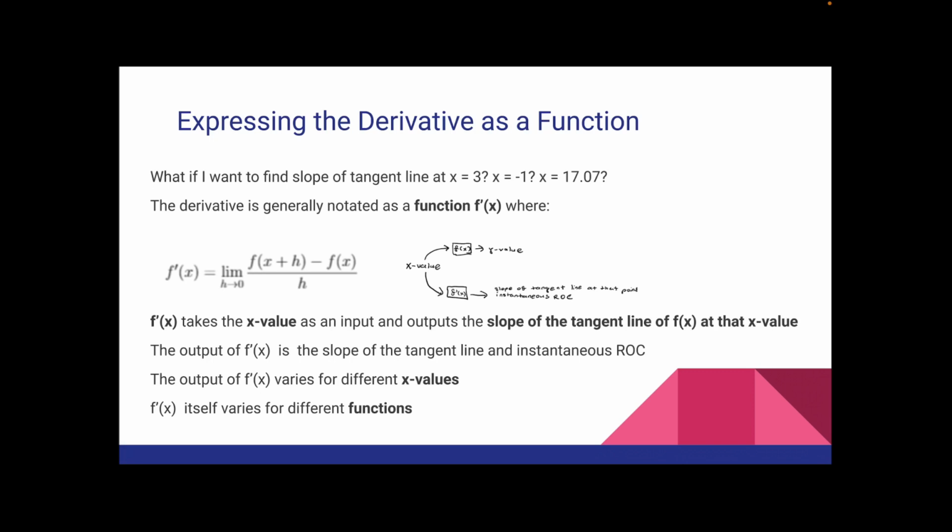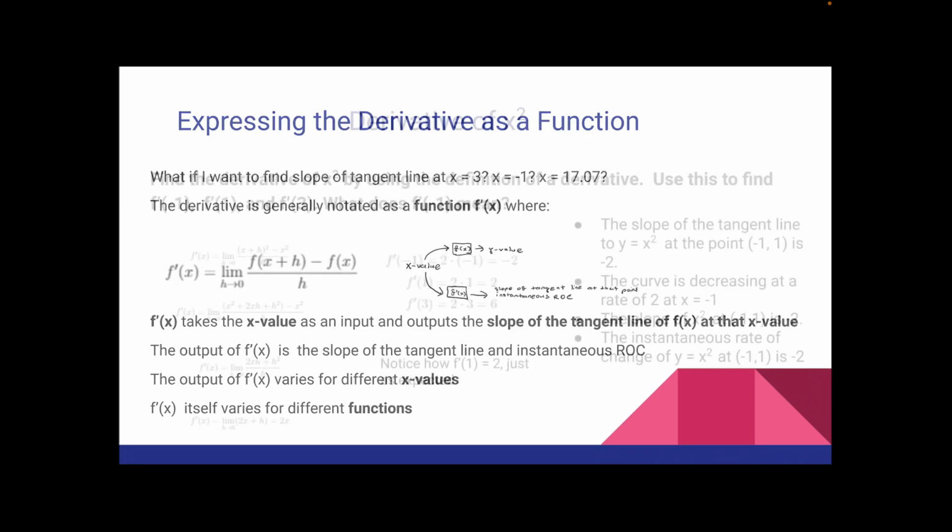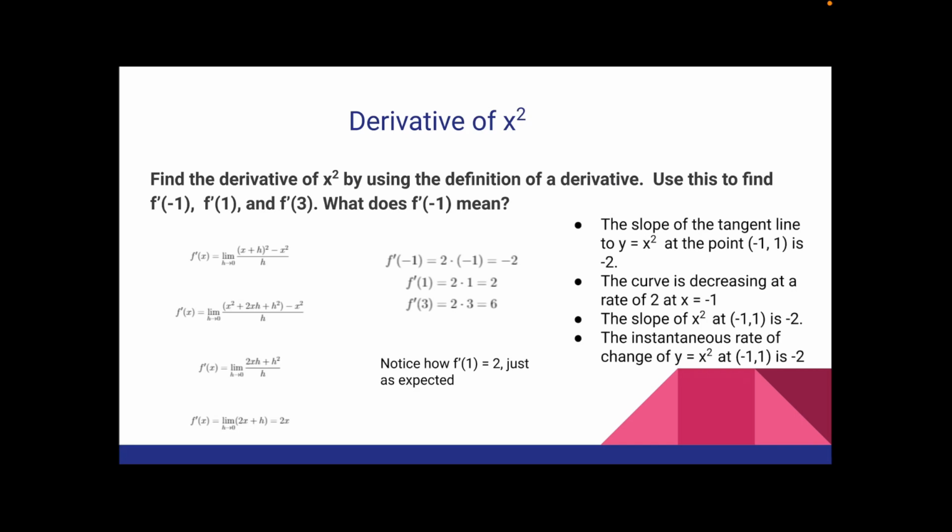The function could take in the x values and output the slope of the tangent line for f of x at that point. This function is known as the derivative of f of x, and one way to notate it is f prime of x as shown. As curves have varying slopes at different points, the outputs of f prime of x vary for different x values. f prime of x depends on the function f of x. For instance, let us find the derivative of y equals x squared and evaluate it at x equals -1, 1, and 3.